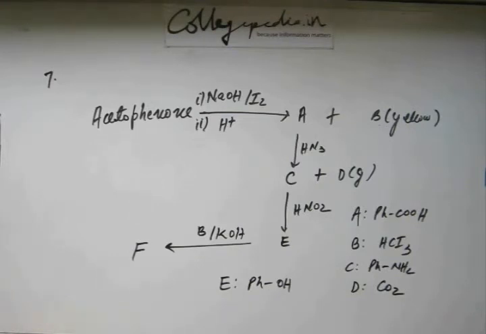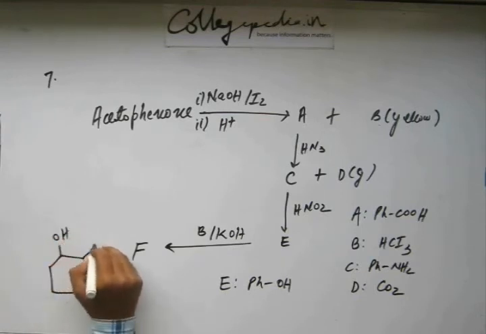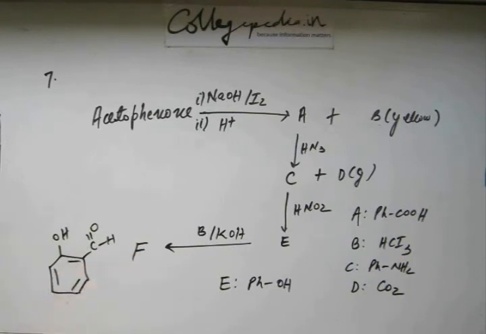Reimer-Tiemann reaction is a well-known reaction and you must be knowing it, so I'll not go into any detail to discuss it. The product is well known, it is salicylaldehyde. This is what F is. In case you are having trouble, type down Reimer-Tiemann reaction on YouTube. You'll get that video, listen to that. This is Reimer-Tiemann reaction and the product is salicylaldehyde. Fine, easy.